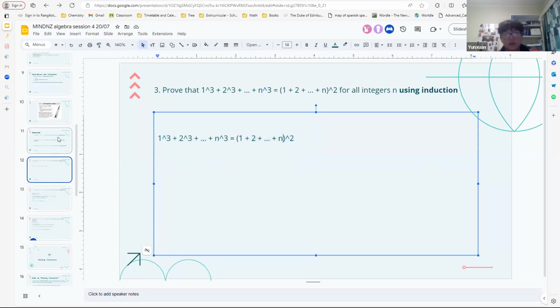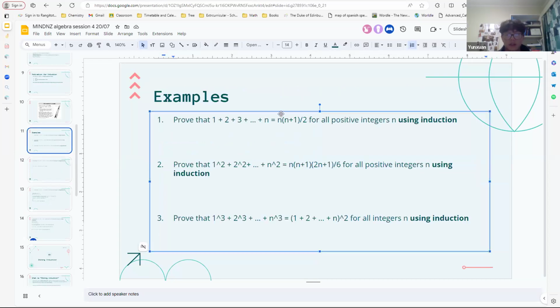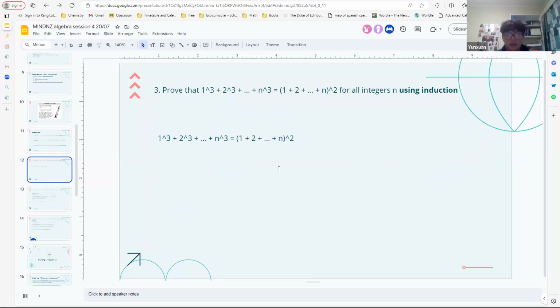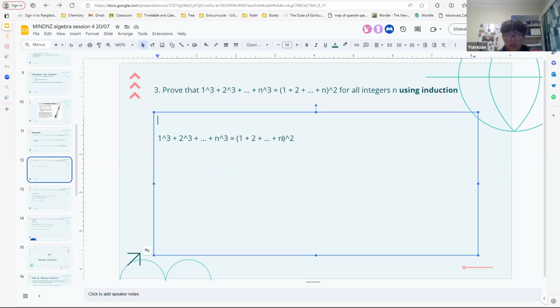But if you remember what we did earlier, we found out that the sum of consecutive numbers is the same thing as n times n plus 1 divided by 2. We can just replace this part with this. So the real problem is to prove that the sum of consecutive cubes is equal to n times n plus 1 over 2.